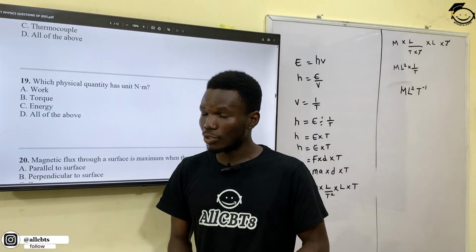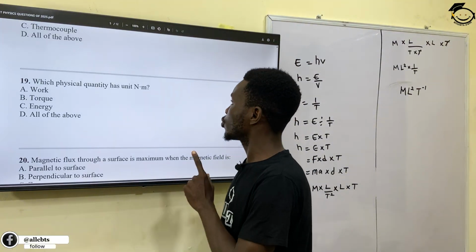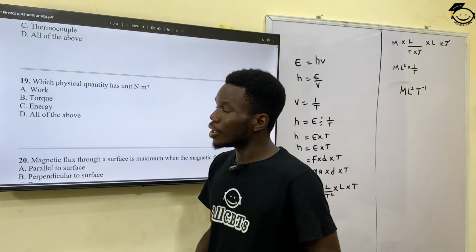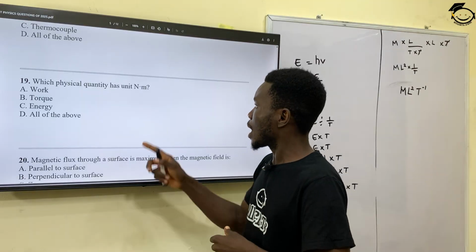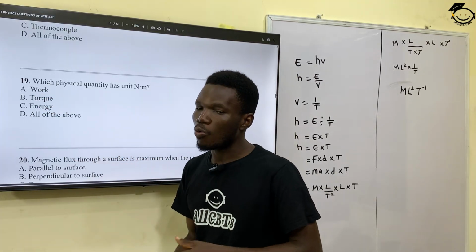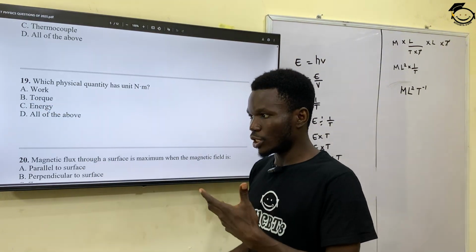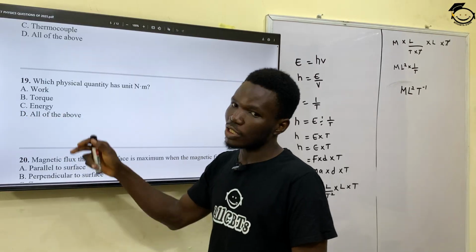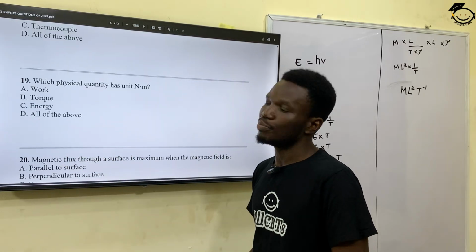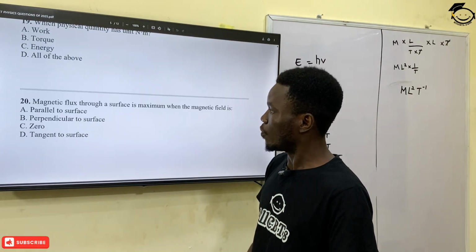Question number 19, which is the next question, says, which physical quantity has a unit Newton per meter? Sorry, Newton meter. Which physical quantity has a unit Newton meter? Newton is the unit of force, and meter here is the unit of length or distance. So looking at this, option A says work. Work is force times distance, which is Newton meter. Torque is also force times distance, which is also Newton meter. Energy is also force times distance, which is also Newton meter. So all of the above has the unit Newton meter. So the correct answer to this question is option D, which is all of the above.